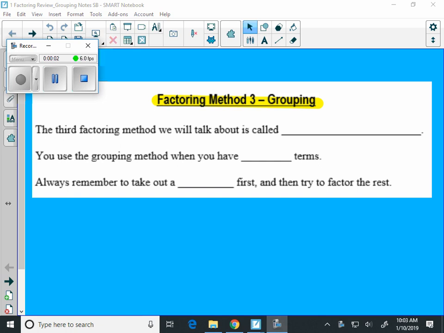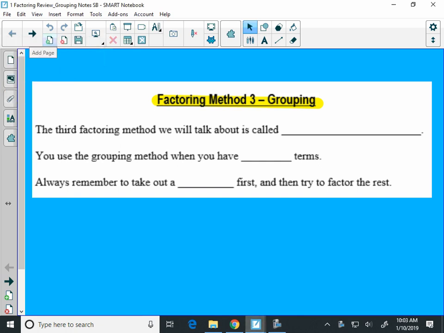Alright, this video is for the Blended Algebra 2 class. We are working on Unit 3, which is solving quadratics. This is the review of the grouping factoring method. So that's the third method we're going to do here. Again, the first blank is saying that the third method we're going to talk about is factoring by grouping.